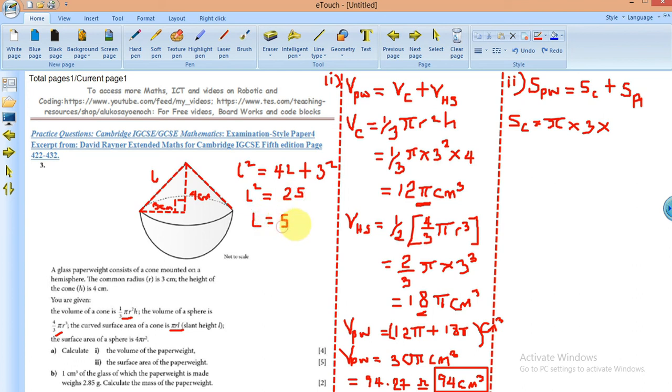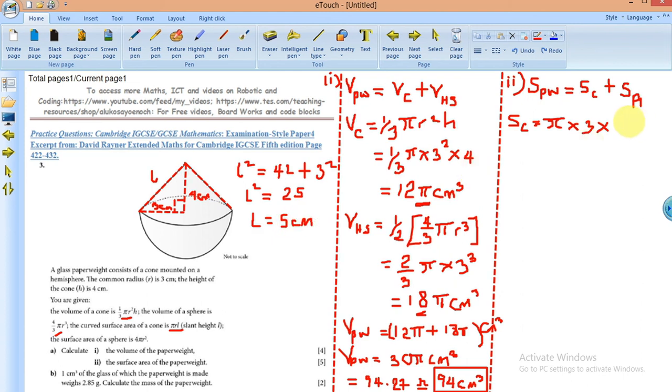So you can do this 3 times 5. So the surface area of the cone then is 15, right? That is 15 pi.